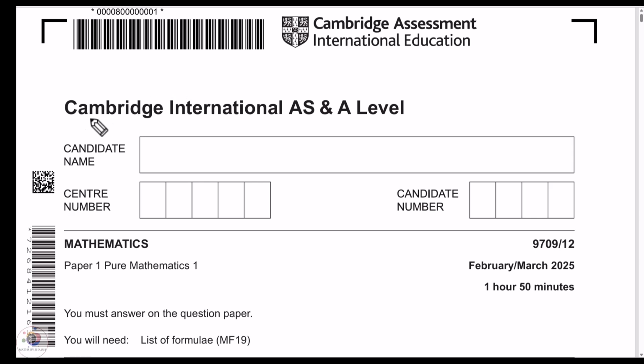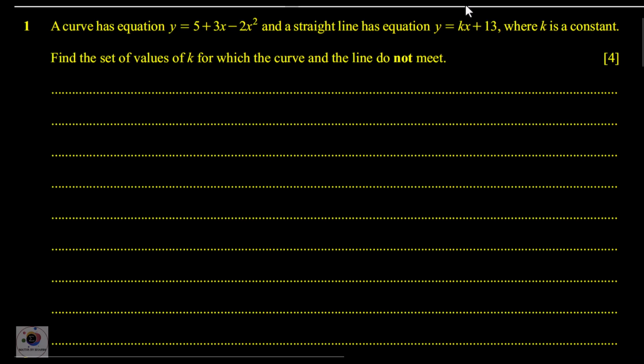Today we are going to solve Cambridge International AS and A Level Pure Mathematics 1 Paper 1-2 from Feb March 2025. So let's get started. And here is question number 1.